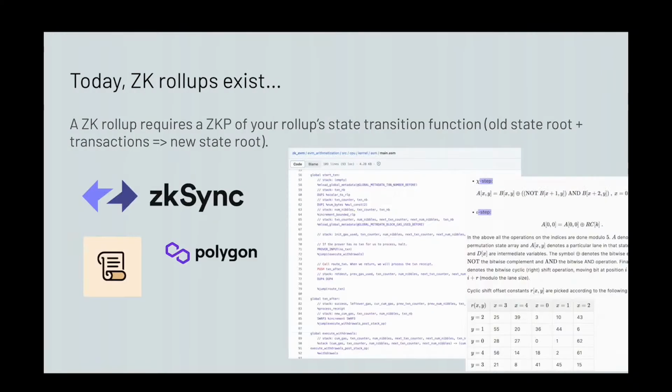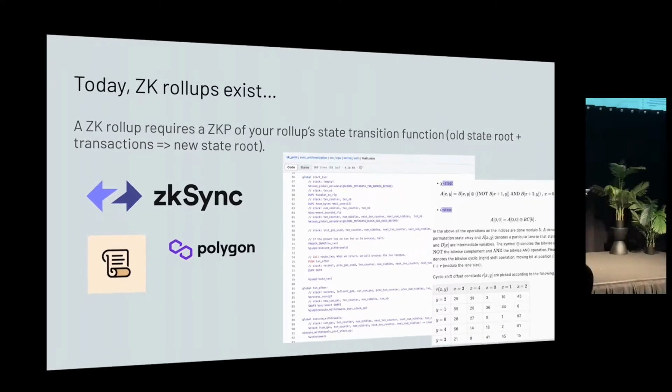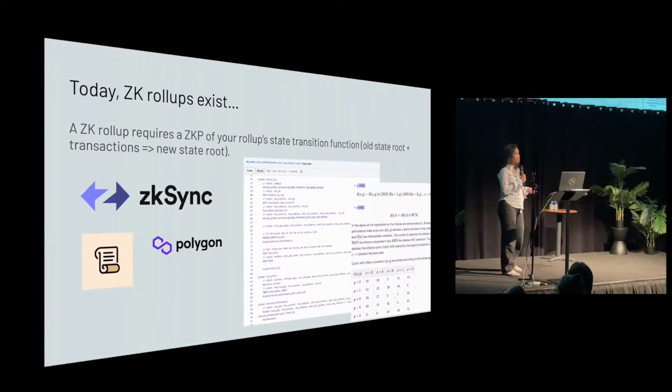So today, ZK rollups do exist. And there's a bunch of very smart people on some of these teams and other teams as well that have made ZK rollups. And what does that kind of look like today? Well, if you want to build a ZK rollup, the really critical ZK part is you have to make a zero-knowledge proof of your rollup state transition function. So basically, you take your old state root that's on-chain, a bunch of transactions, and then you prove your new state root, and you verify that proof on-chain. Now today, the ZK rollups, the code kind of looks like that.